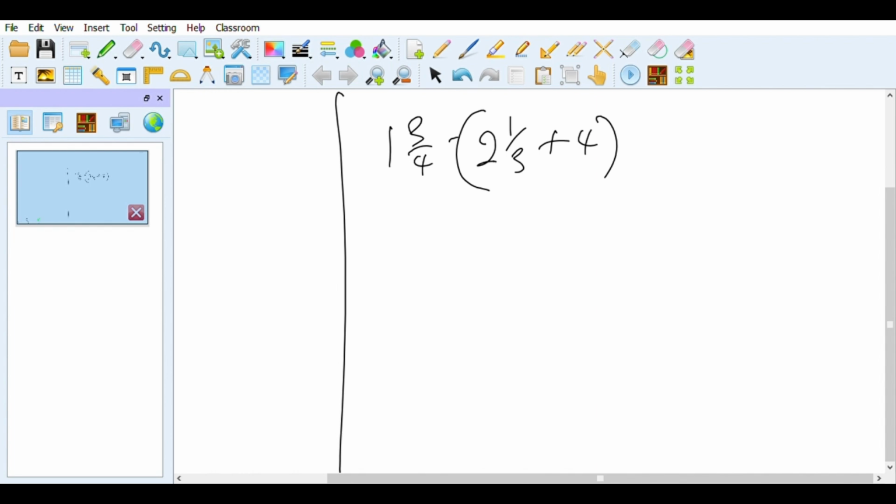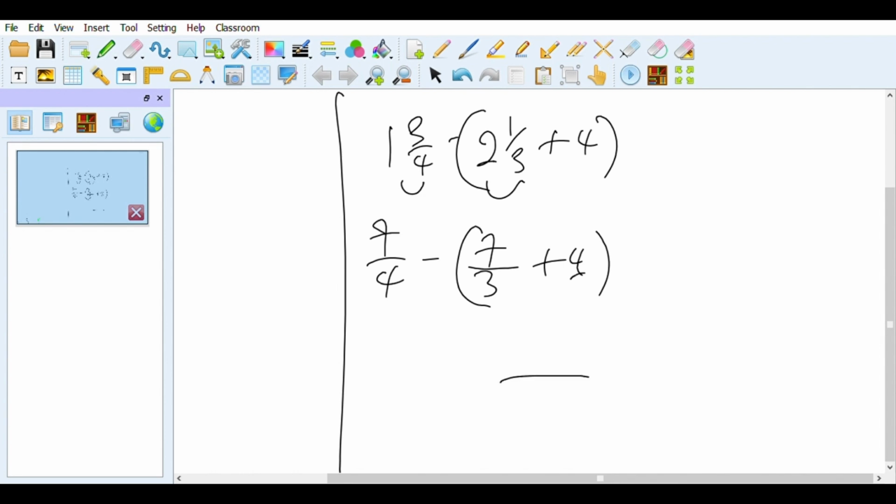Just like we did, we can change to mixed fraction. But since we have a bracket here, remember board maths, we need to take care of the bracket. So we have 4 times 1 is 4, plus 3, you have 7 over 4 minus, in bracket, 3 times 2 is 6. 6 plus 1 is 7 over 3, and then plus 4. So we take care of the bracket first.